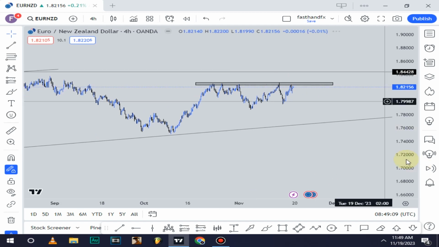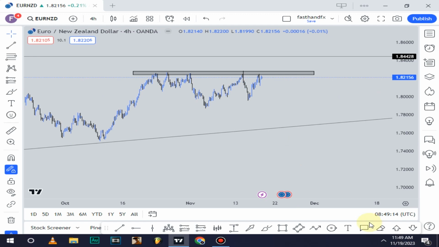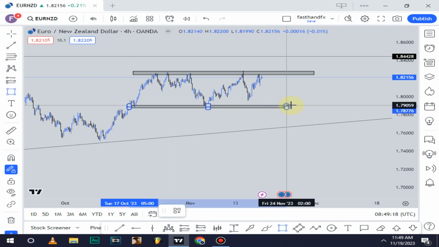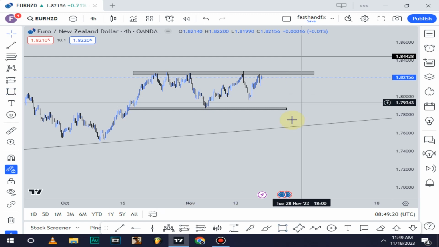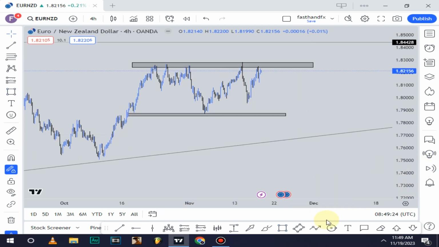All right, so at the 4 hour, let me see if I can get patterns. So how about we bring our demand and supply kind of a strategy right here. All right, so then let's call that out. We need to call that out.